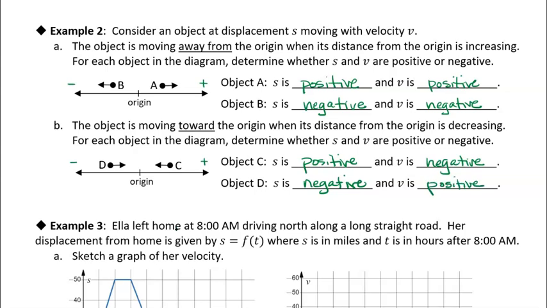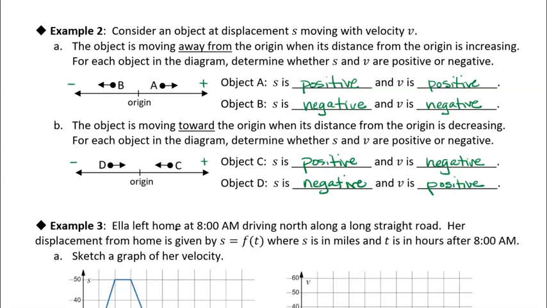Okay, so if the displacement is to the right but it is moving to the left, it makes sense that it's moving toward the origin, right? So if displacement is positive and velocity is negative, then it's moving toward the origin. Whereas object D, its displacement is to the left and it's moving to the right, which makes sense that it would be moving toward the origin. But we're using positive and negative to indicate direction, not left and right. So its displacement is negative and its velocity is positive.